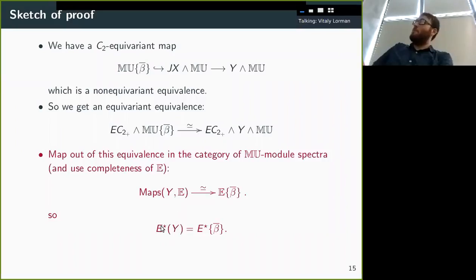That's a typo. This should be boldface, so should this one. We get that as a free module over the coefficients. Okay? So this is how we compute the equivariant cohomology of spaces with projective property Y.